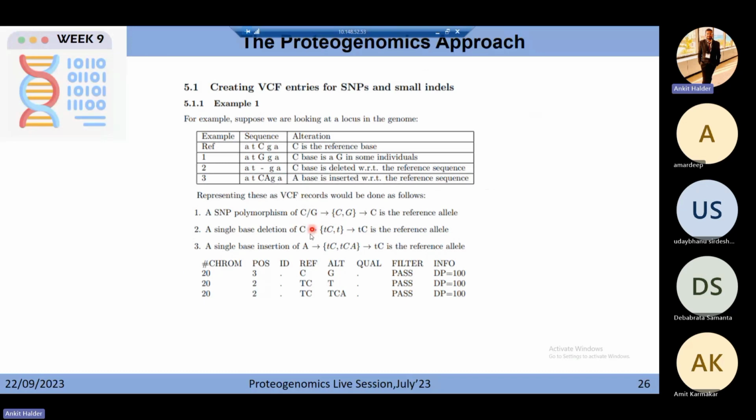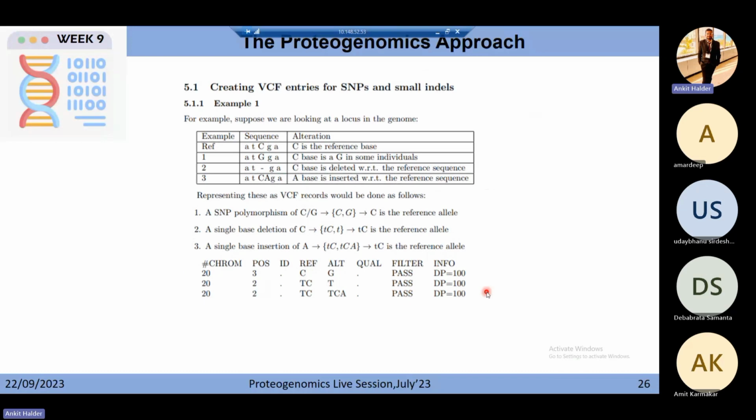A single base deletion of the C is given by TCT. TC is the reference allele. Insertion of A is TC, TCA. TC is your reference allele. So position, reference, alternative, and then you can see the PASS filter and the INFO. This is how you need to incorporate your small indels or small changes into a VCF file.